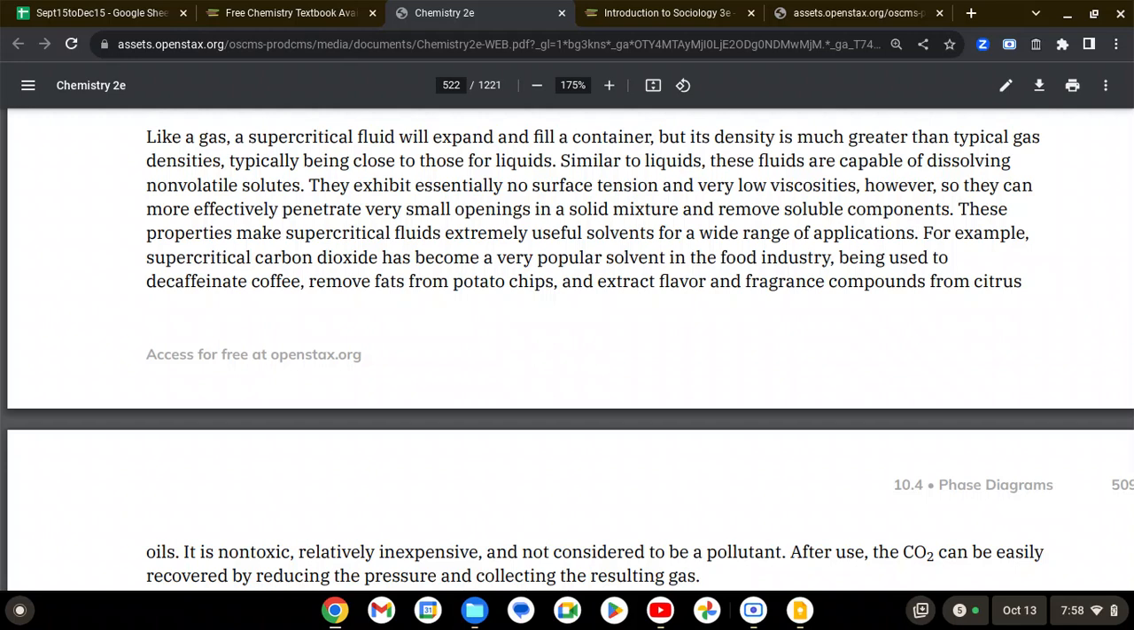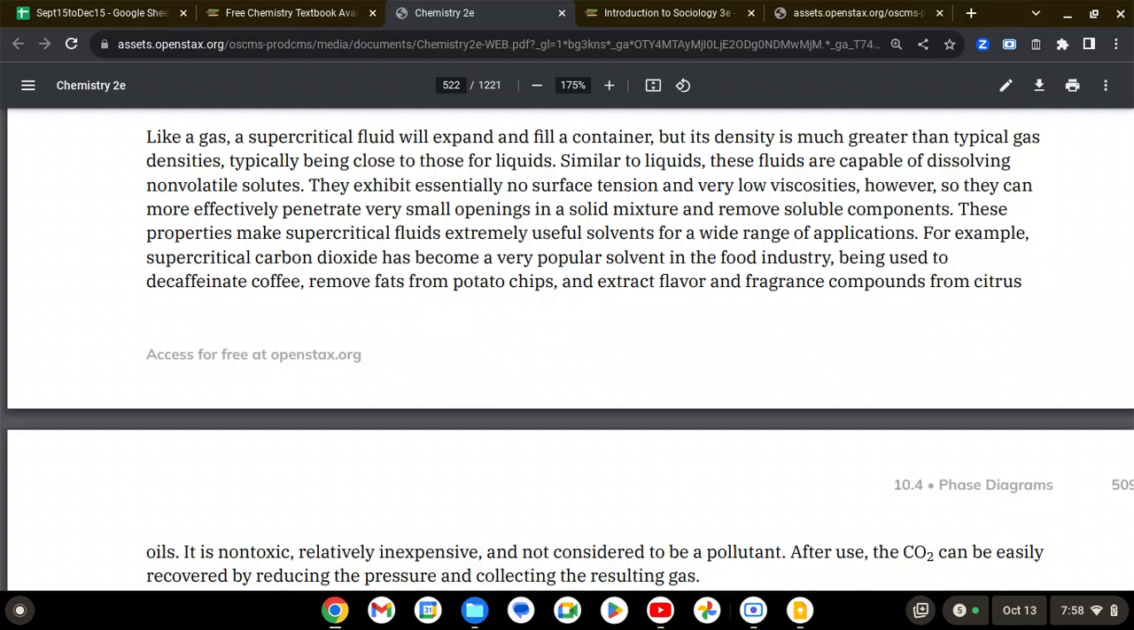Similar to liquids, these fluids are capable of dissolving non-volatile solutes. They exhibit essentially no surface tension and very low viscosities, so they can more effectively penetrate very small openings in a solid mixture and remove soluble components. These properties make supercritical fluids extremely useful solvents for a wide range of applications.